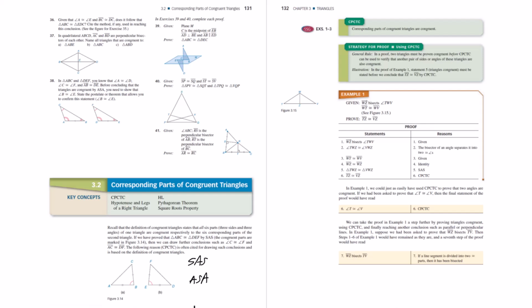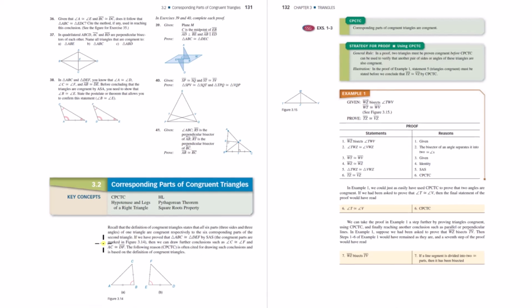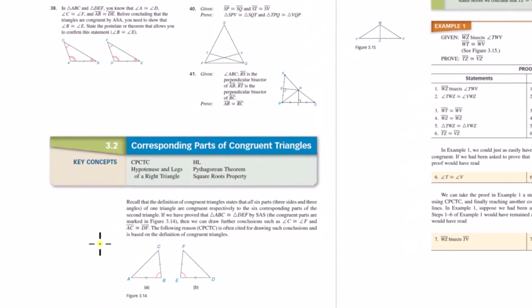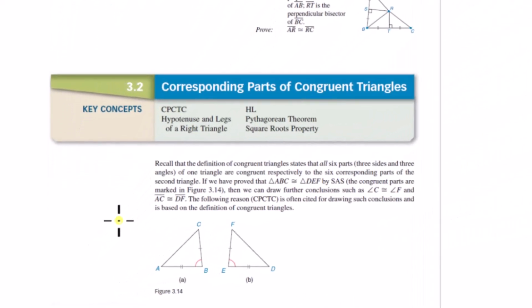At least in terms of if we were writing out an official proof table, what would be the reason we would give for these congruences? And so that's mainly what this section is about. So let's read through these initial few paragraphs and you'll see exactly what I mean.